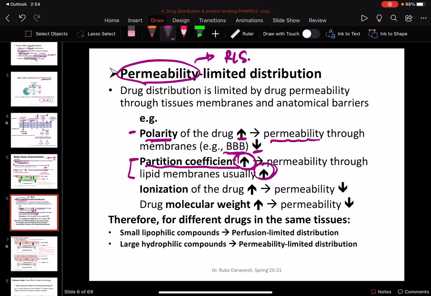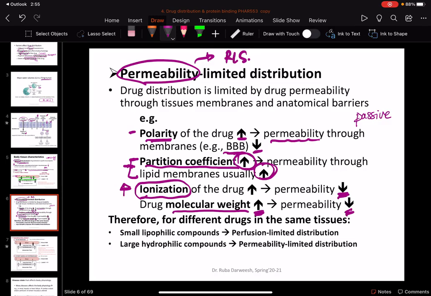And again, this is under the assumption that we are talking about the permeability through membranes or passive diffusion, because in other cases, such as active transport, other factors would affect it than the factors that we know are related to passive diffusion. Ionization of the drug: as the ionization of the drug increases, the permeability usually decreases. Molecular weight: as it increases, the permeability decreases. And again, we are talking mainly here about passive diffusion of the drug, not about each and everything.